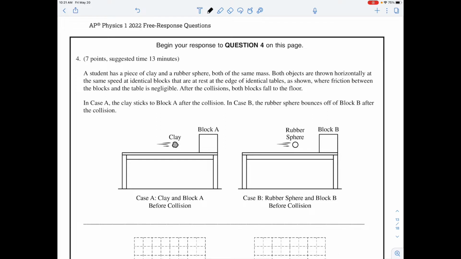First things first, as always, you want to look at your diagram. So when I look at this diagram, I see, oh, this is a collision. So collision is easy. That's just momentum.